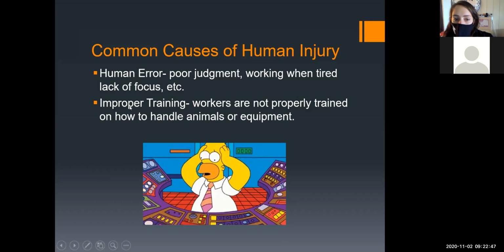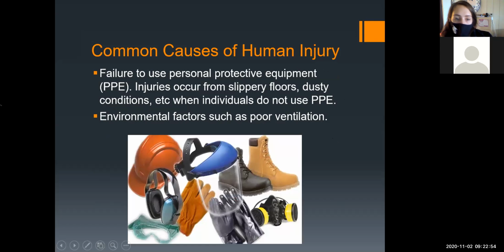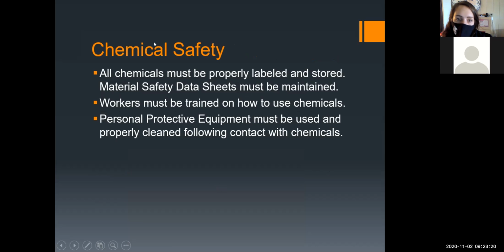Improper training can also lead to a lot of farm accidents or animal accidents. Failure to use the personal protective equipment that you're supposed to use, so PPE. Injuries occur from slippery floors, dusty conditions, etc. when individuals do not use the correct PPE. And then environmental factors such as poor ventilation. You want to make sure you have really good ventilation for your animals and for yourself to be safe.